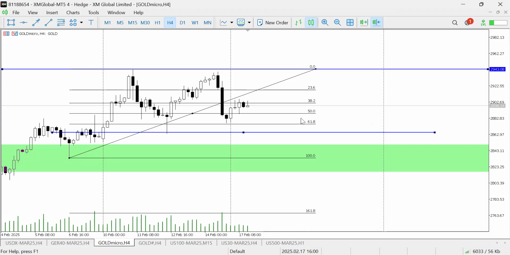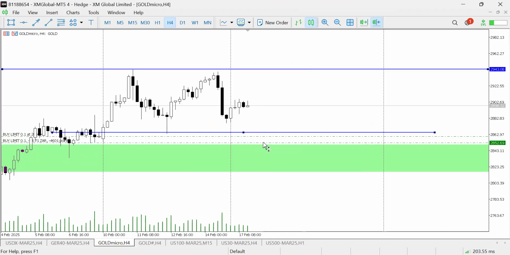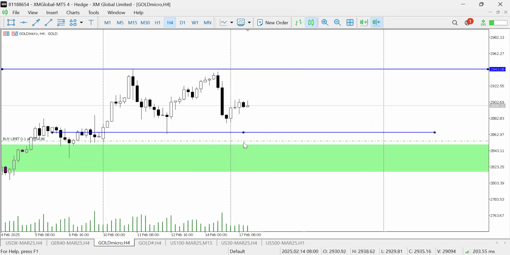So right now we're trading above the 50%. I want to buy below the 50%. So what I'll do is I'll put a buy limit around here. I'd love to see price jab into this thing. Let me just put it here. I'd love to see price jab into this so that it gives me a better risk to reward higher.